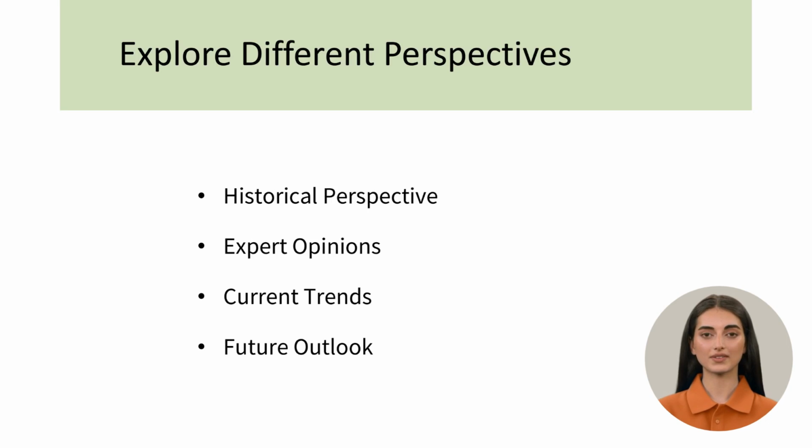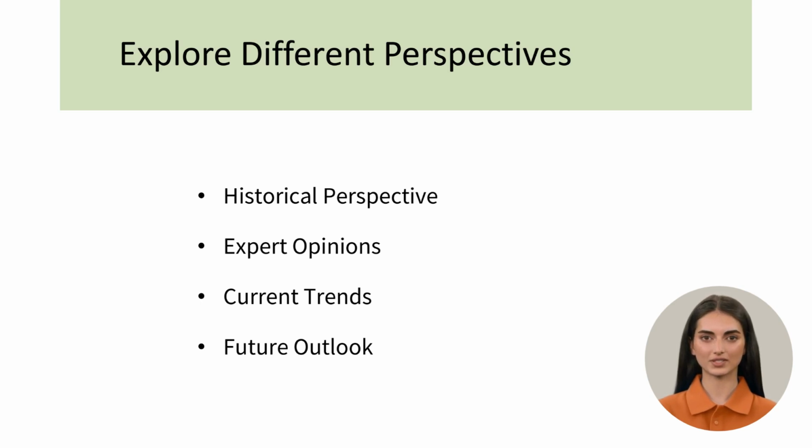To develop well-rounded ideas, it's important to explore different perspectives during brainstorming. First, consider the historical perspective. How has this issue evolved over time? ChatGPT can help summarize past trends and lessons learned. Next, look at expert opinions. What do specialists or industry leaders say? You can ask ChatGPT to summarize expert viewpoints or research findings.